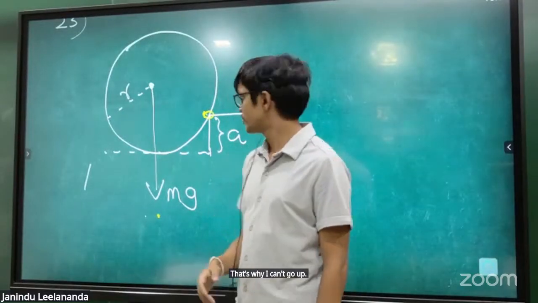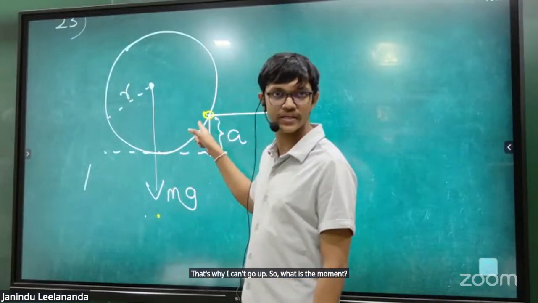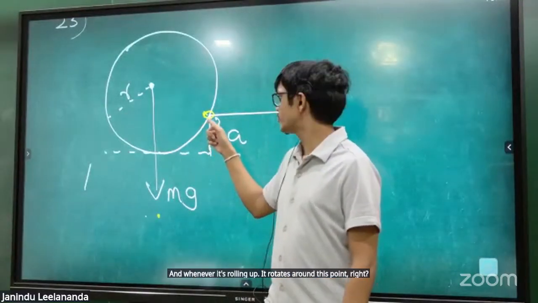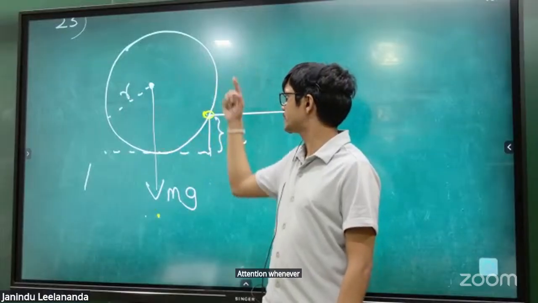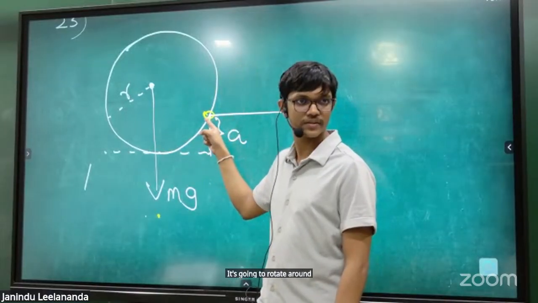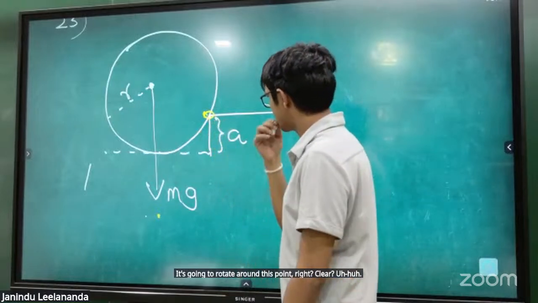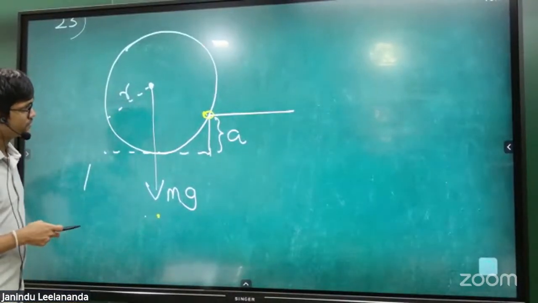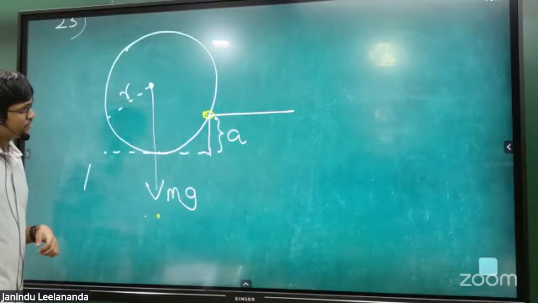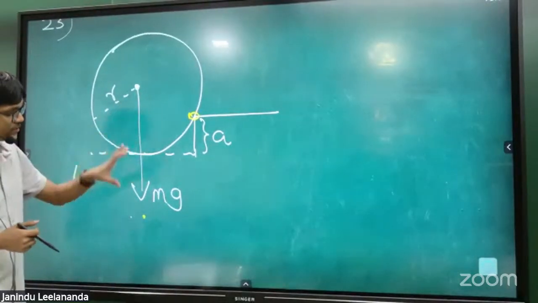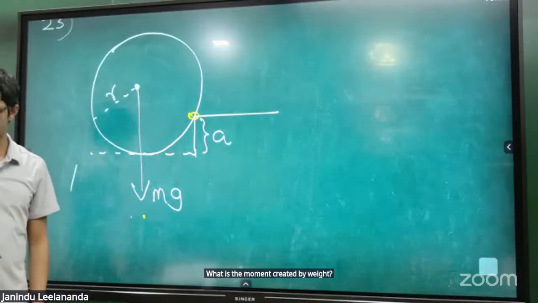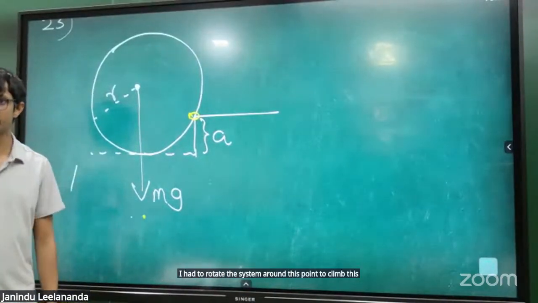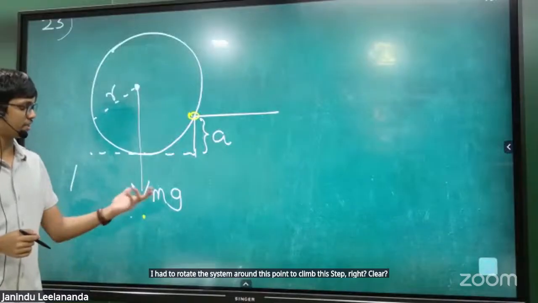Clear? So what is the moment? Whenever it's rolling up, it's going to rotate around this point, right? Clear? So what is the moment created by weight around this point? I have to rotate the system around this point to climb this step, right? Clear?